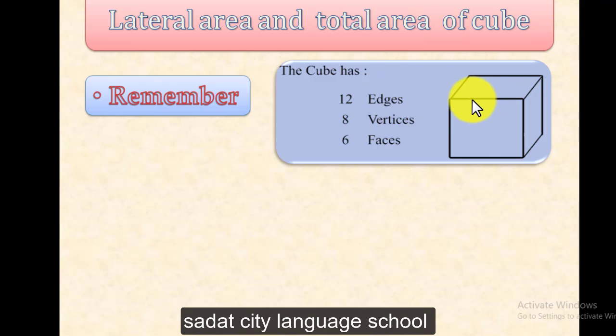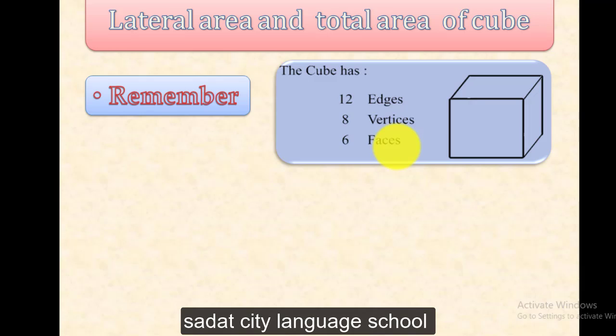Number 2, the cube has how many vertices? The point of intersection of 3 sides is called a vertex. Here we have a vertex, here a vertex, here a vertex, here a vertex. We have 4 up and 4 down, so we have 8 vertices. In the cube, how many faces do we have? We have 6 faces. Each face is in the shape of a square.